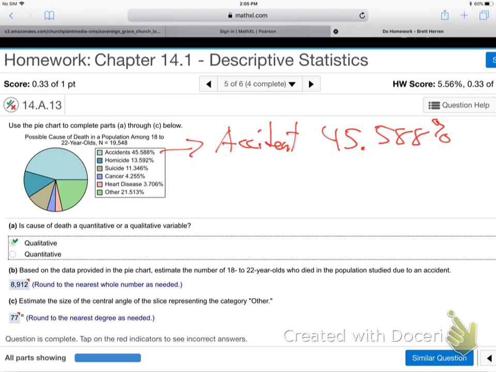So what they're asking me, how many? I got this 8,912 answer. How did I get that? How do you figure out how many? They're telling me what percentage in the chart, but how do I turn what percentage into how many actual people that was? What do I do? Move the decimal. Move decimal?